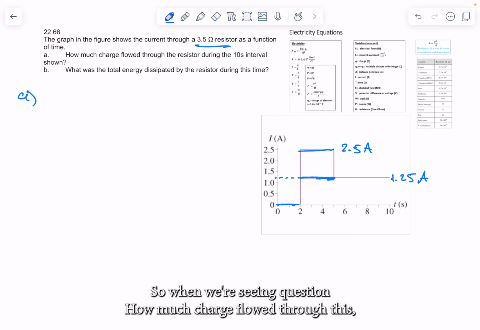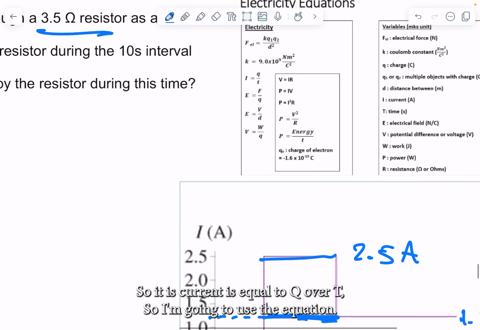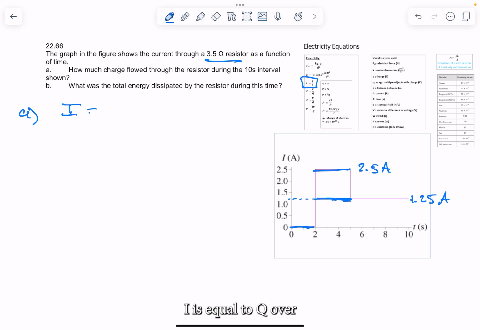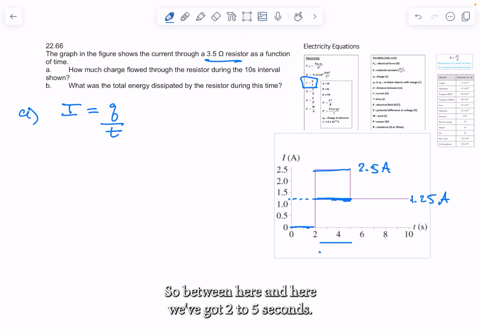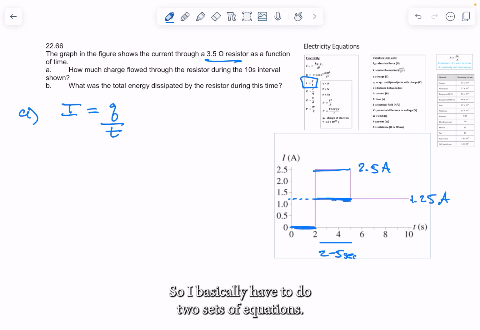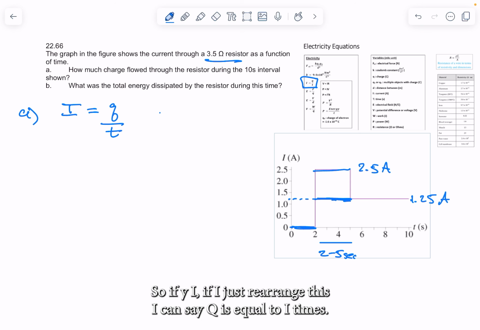So when we're seeing the question, how much charge flowed through this, the equation I'm going to use is current. I'm not sure if I got it on this equation sheet, here it is. Current is equal to Q over T. So I'm going to use the equation I is equal to Q over T, because I have a time. Between here and here, we've got 2 to 5 seconds. I'm going to ignore the first part because there's no current. So I basically have to do two sets of equations. I'm going to solve for coulombs. FYI, if I just rearrange this, I can say Q is equal to I times T.